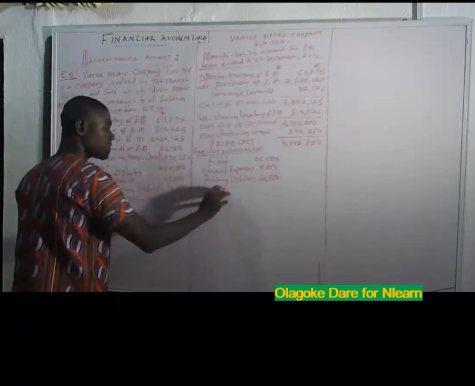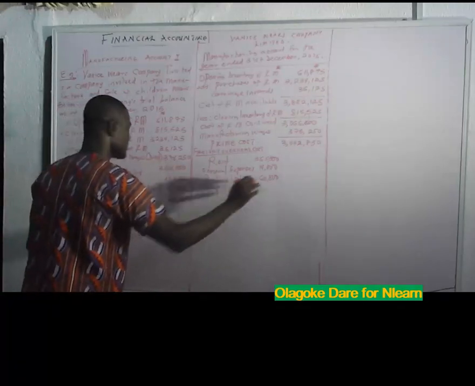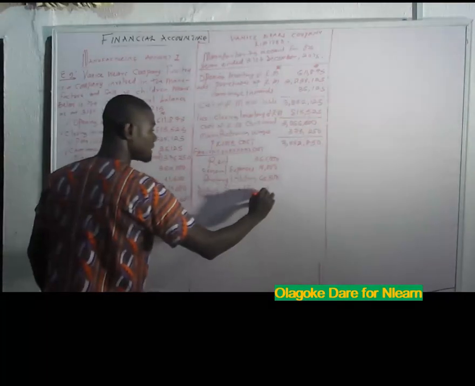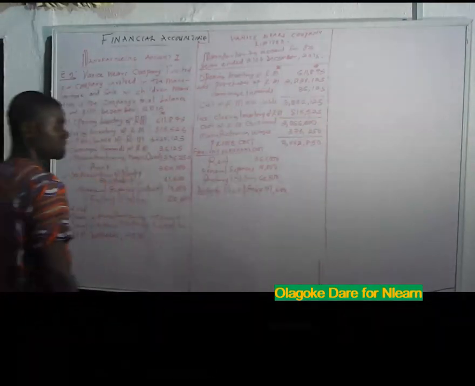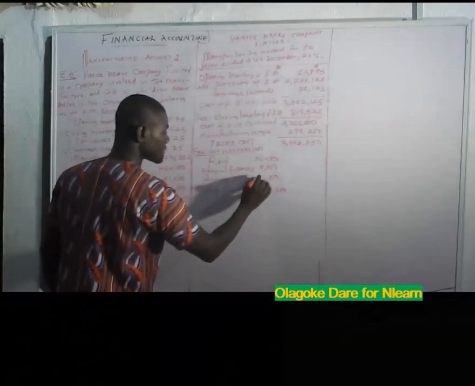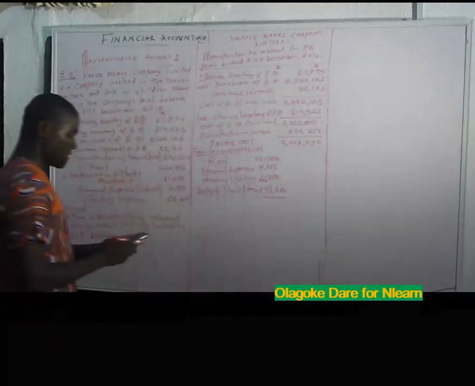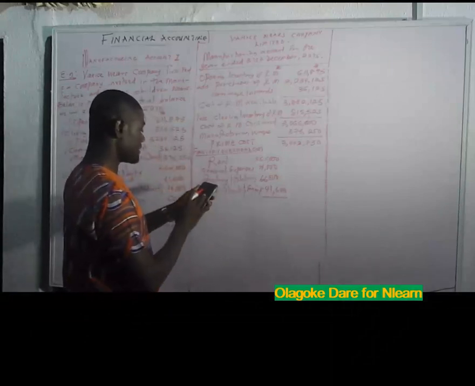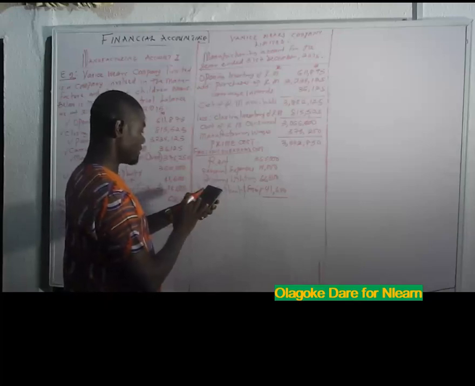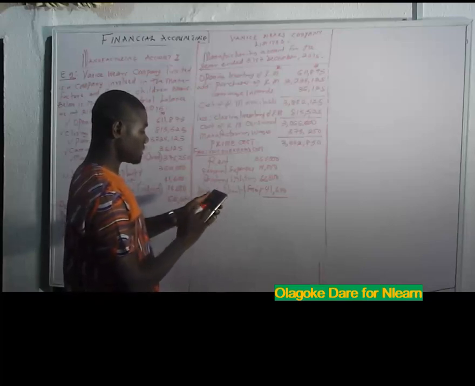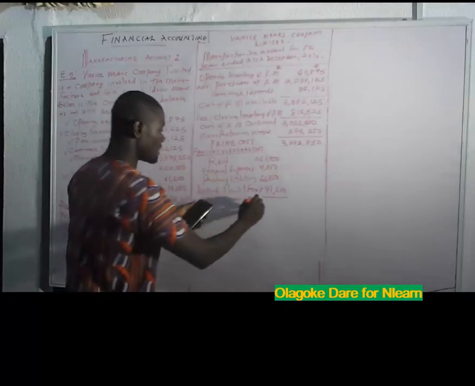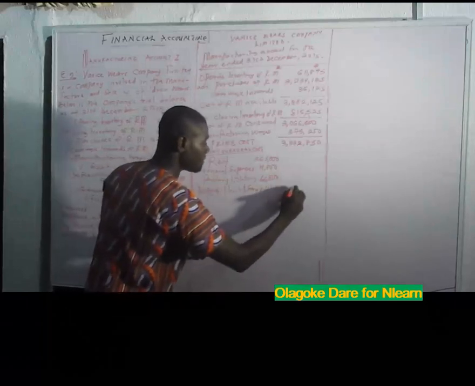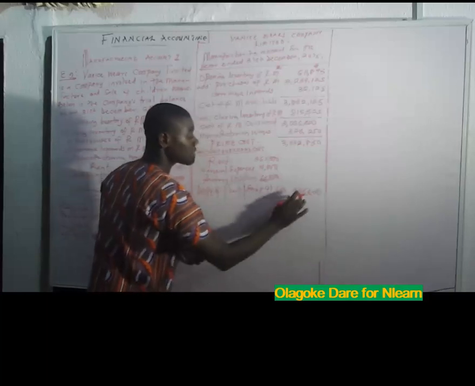Depreciation of plants and equipment is 41,600. So let's sum up. I have 365,000 plus 14,000 plus 66,000 plus 41,600. So what I have is 486,600. So this is my factory overhead cost.